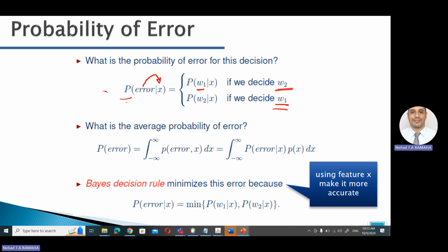Okay, so this one we can write like this. The probability of error is the minimum between them. Why the minimum? Because we use the maximum to select the class, yes? So the minimum one is the probability of error. The maximum one gives us the class that we will classify.